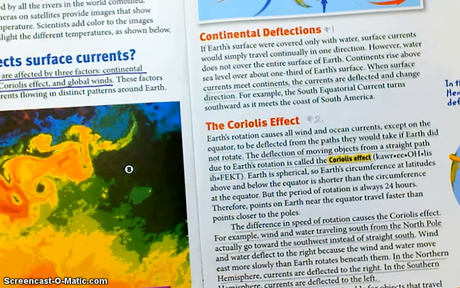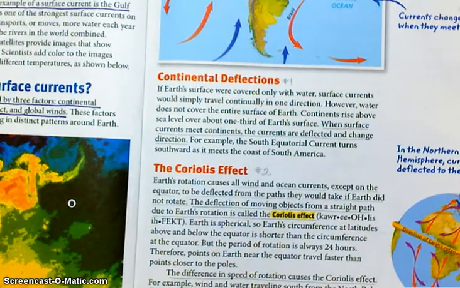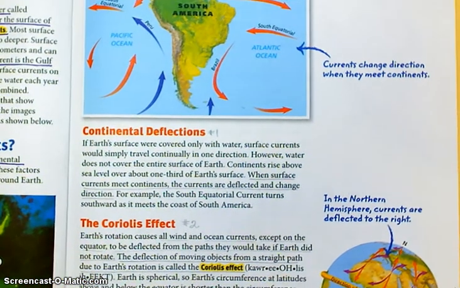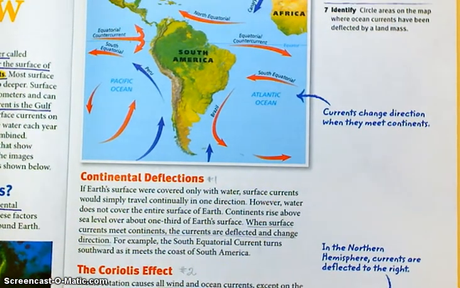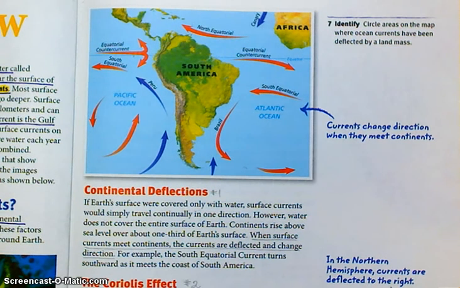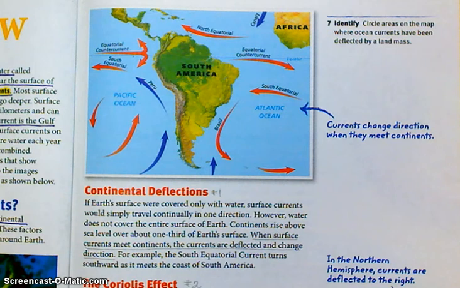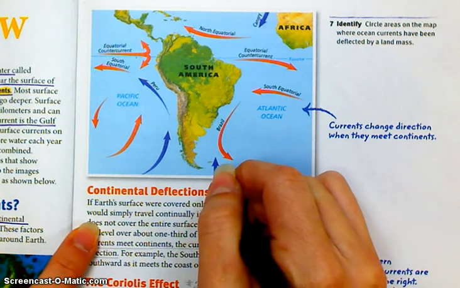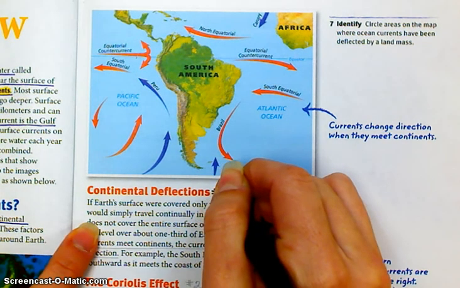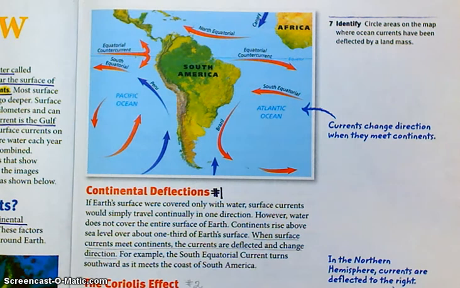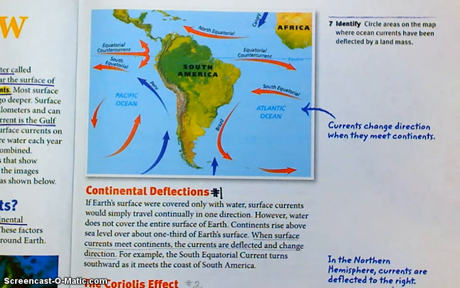Okay, so now we're going to go on to page 439. And we're answering the question, what affects surface currents? Well, here's one thing that affects surface currents: continental deflections. Okay? When surface currents meet continents, well, obviously they can't go through the continents, so they are deflected and change direction and run along the coast maybe of that continent, something like that.